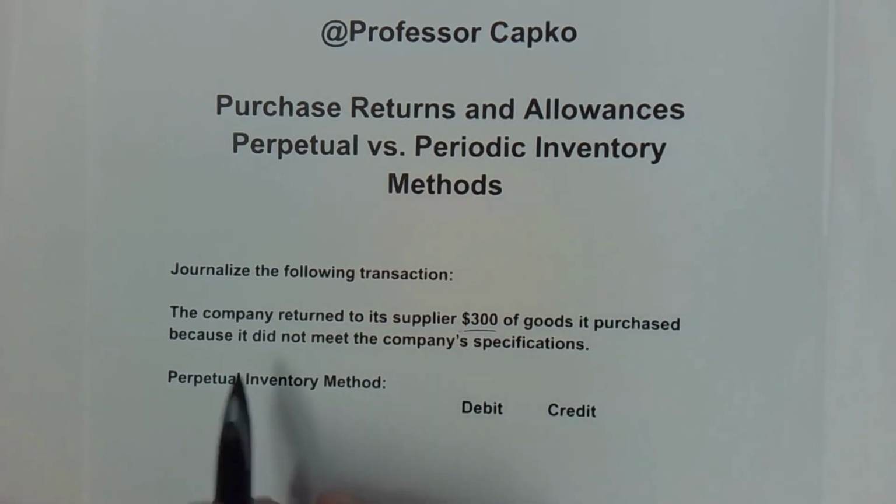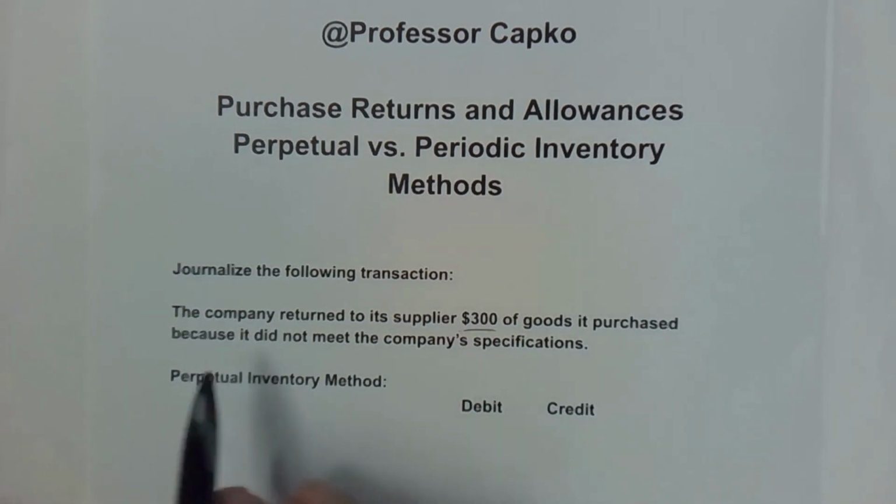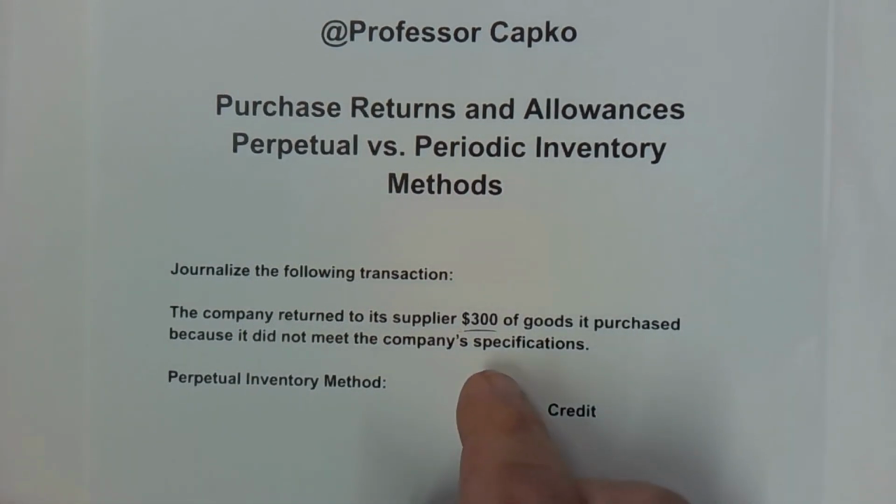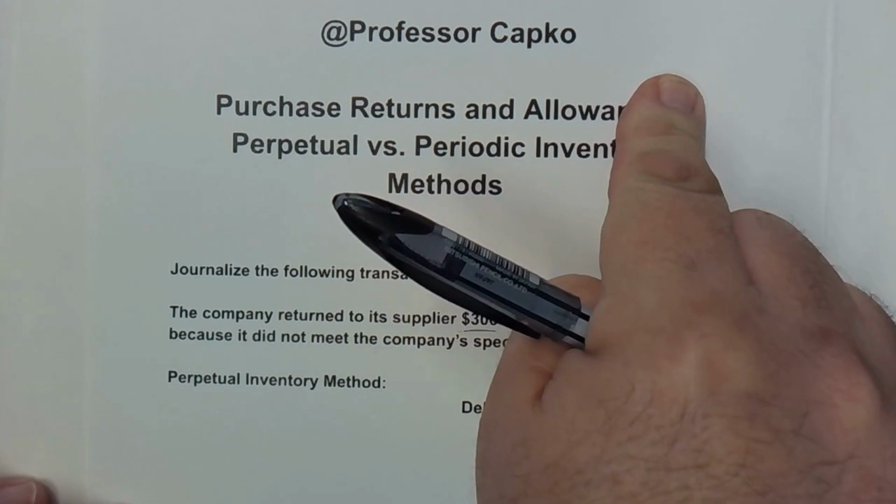In this case, we're going to say that the company returned to its supplier $300 worth of goods it purchased, and in this case, it purchased it to resell it because it did not meet the company's specifications. Now, if you missed my prior video in which I journalized the transaction in which the purchase was made, I've got that linked up here for you. Take a look at that.